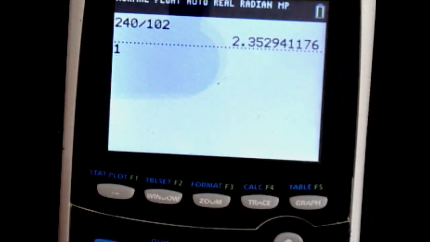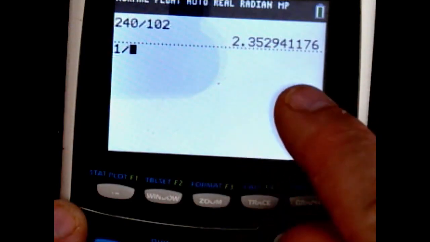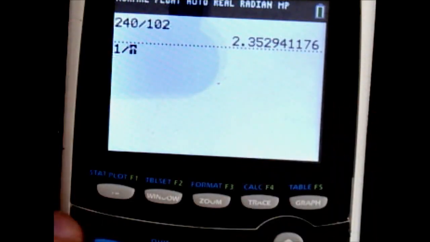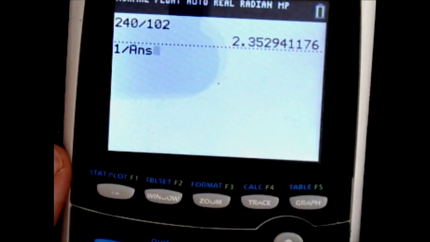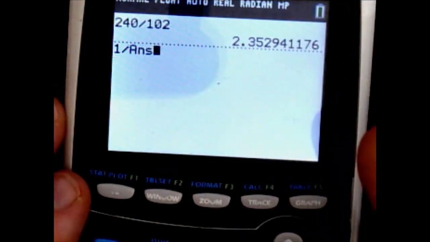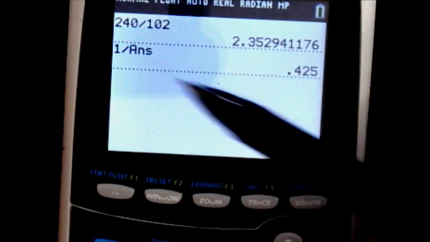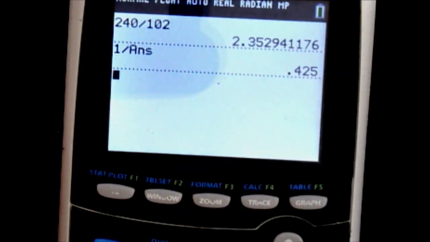Now let's say you want to take that answer and you want to say 1 divided by that number there. So 1 divide, and now to get that number right there, you don't want to type it all over again. Just hit second negative, and you'll get ANS, and that tells you that your previous answer is now written there. And you just asked to take 1 divided by that number, and it gave you this answer.